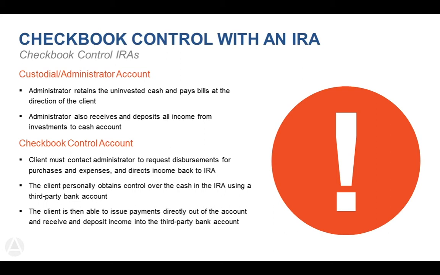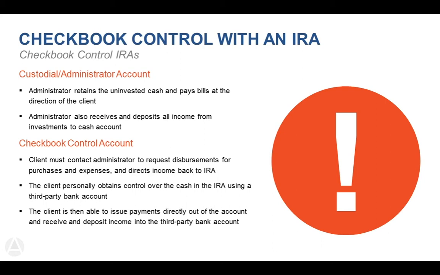So, checkbook control with an IRA. We've gotten through most of the front load and we've gotten through the good basis of this pyramid of understanding exactly what goes into choosing the right kind of plan, the types of things that you can and can't invest in, the people whom you can and can't deal with. But now it's time to really dig into why you're here today: checkbook control with an IRA. What does it mean? What are the differences? What are the benefits? What are the downfalls?